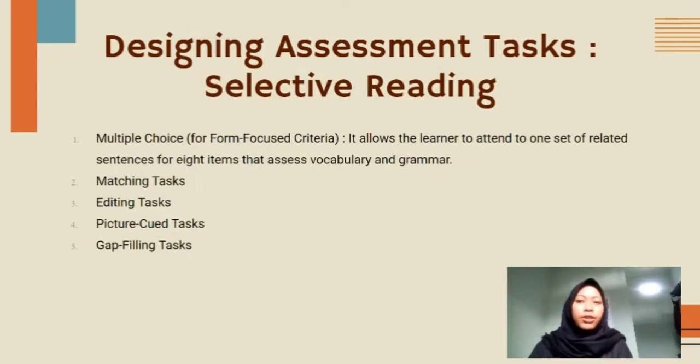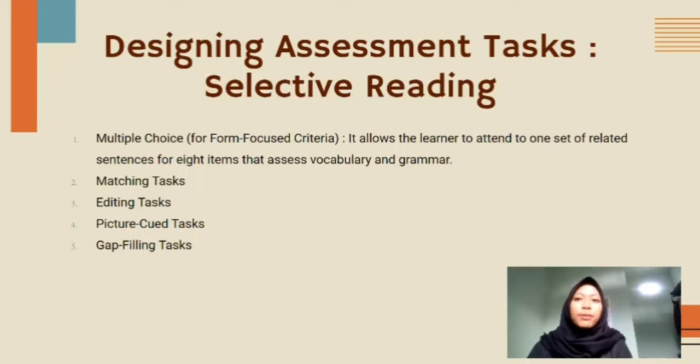And the next part is designing assessment tasks, selective reading. This category includes what many incorrectly think of as testing vocabulary and grammar. Many textbooks provide little tests and quizzes labeled vocabulary and grammar and never feature any other skill besides reading. Lexical and grammatical aspects of language are simply the forms used to perform all four of the skills of listening, speaking, reading, and writing.